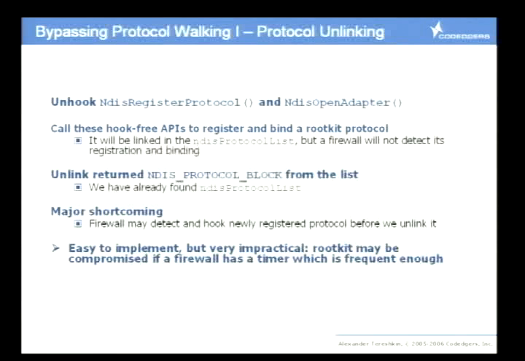But then the rootkit unlinks this protocol because it already knows the NDIS protocol list head, and the information about the address of the NDIS protocol list head is required here because this list is singly linked, and we cannot find the head of the list by walking the list upwards. The major shortcoming of this method is that a firewall may detect and hook newly registered protocols before we unlink it. So this solution is easy to implement, but it's not practical.